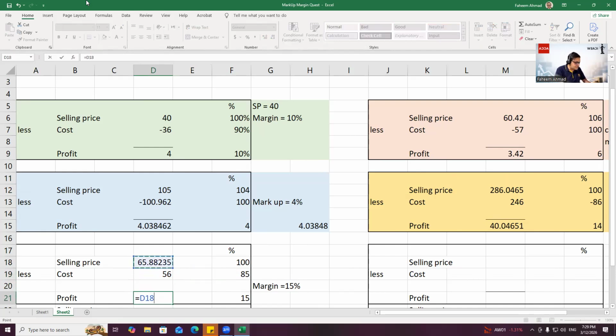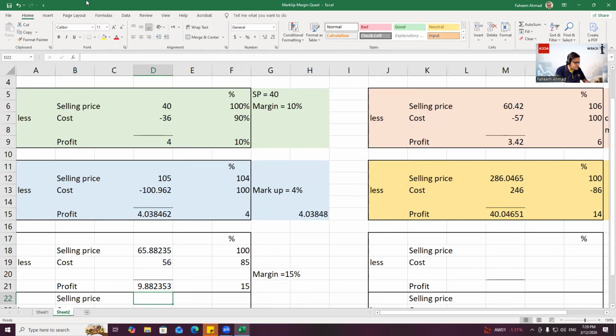Now I'm going to take this 65 minus 56. That gives us a profit of 9.88. If I calculate 15% of this number, that's also 9.88.